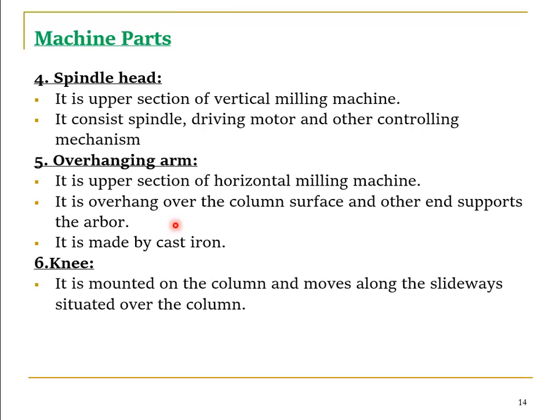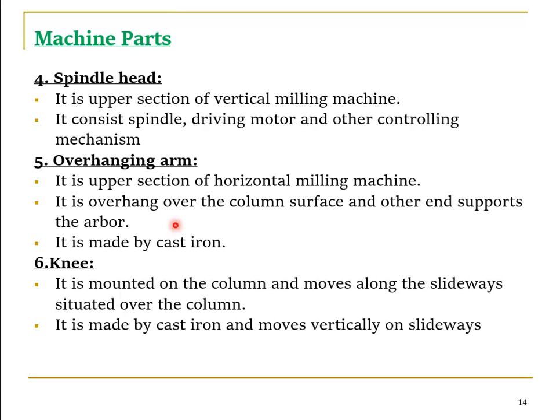It is mounted on the column and moves along the sideways situated over the column. So the column has guideways, and a big structure moves along the guideways. That is the knee. It is made of cast iron and moves vertically on the sideways. It is driven mechanically or hydraulically.